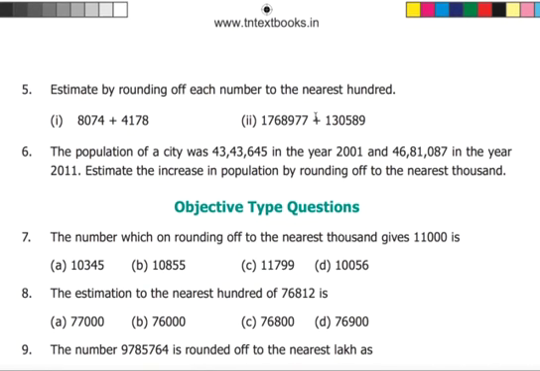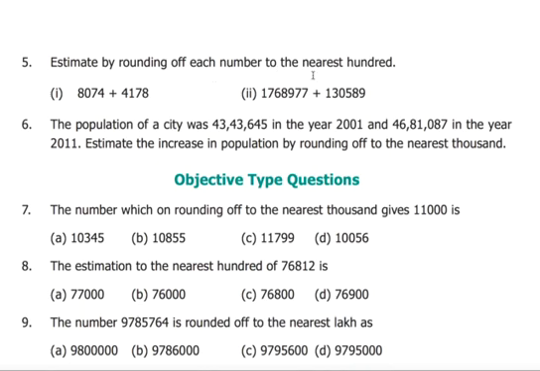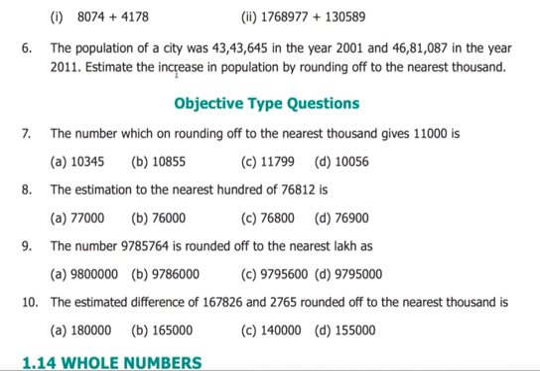That also you can do. Estimate by rounding off each number to the nearest hundred. That also you can do. The population of the city was 43,43,645 in the year 2001 and 46,81,087 in the year 2011. Estimate the increase in population by rounding off to the nearest thousand. This also you can do.